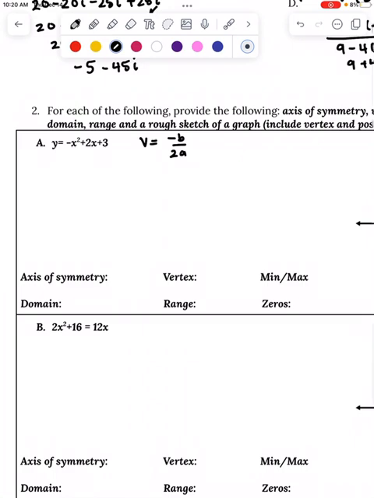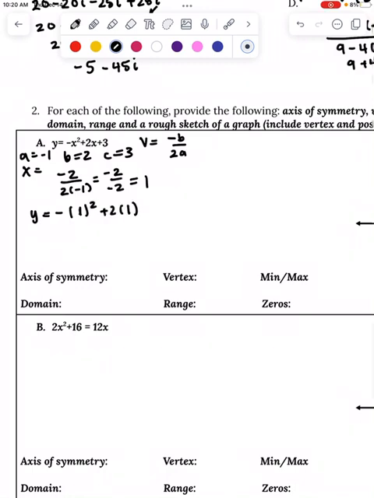So my vertex for x, a is negative 1, b is 2, c is 3. Okay. So negative 2 over 2 times negative 1, which gives me negative 2 over negative 2, so 1. So then y equals negative 1 plus 2 plus 3, which is 4.